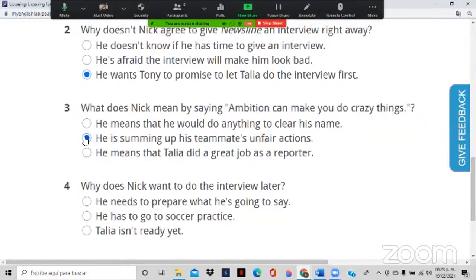Now, number 4, Andres. Why does Nick want to do the interview later? He has to go to soccer practice. Correct. So he must love soccer.